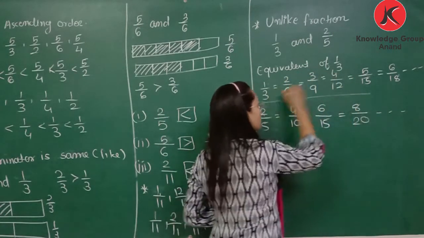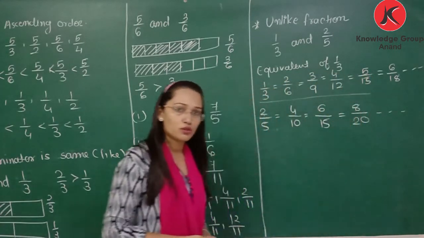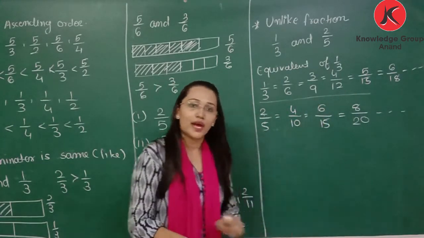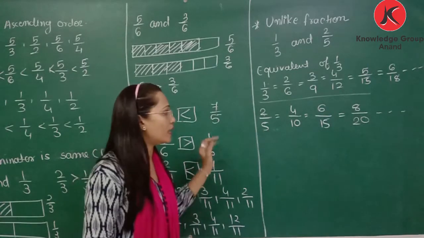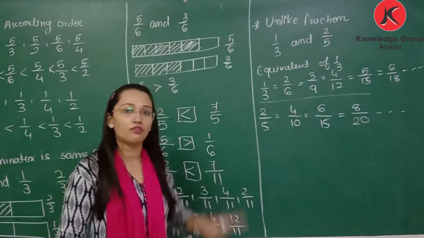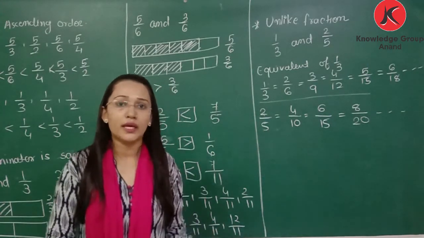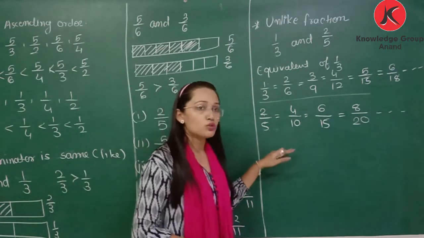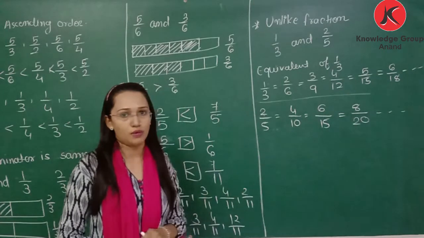So if we write 5 by 15 in place of 1 by 3, then it is also correct. If we write 6 by 15 in place of 2 by 5, then it is also correct. Why? Because they are equivalent fractions. And equivalent fractions mean what? They represent the same fraction. So from these pairs, you need to select the fractions with the same denominator.